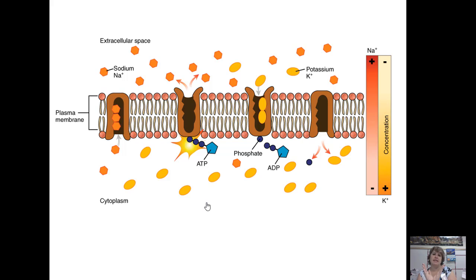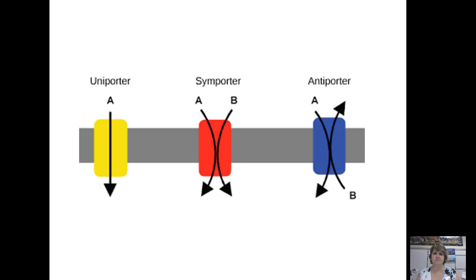Then the sodium will be released. It will stay open to the outside until the 2 potassium ions bind to it. Once the 2 potassium ions have bound, that will release the ADP and the free phosphate ion from the pump on the interior space, and that will cause a conformational change where it will open back up to the inside. And that process is just repeated and repeated until that balance is no longer needed.